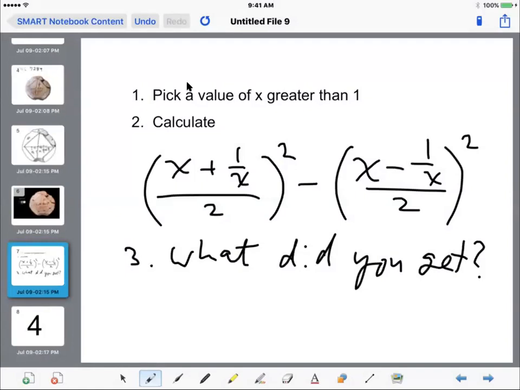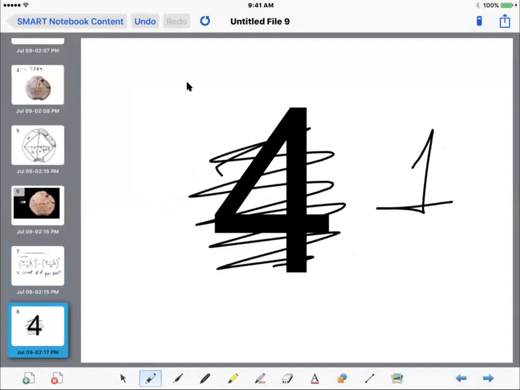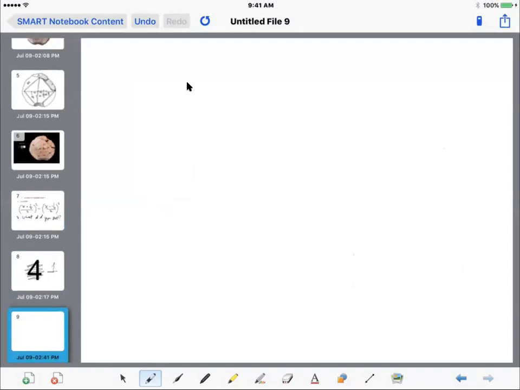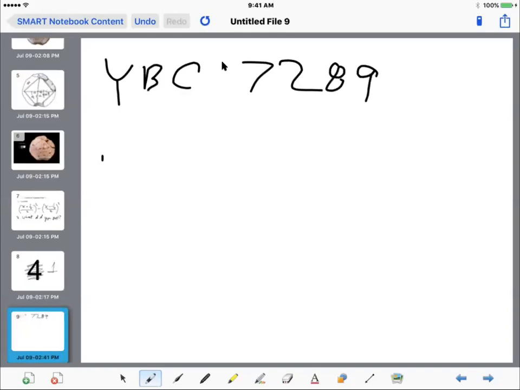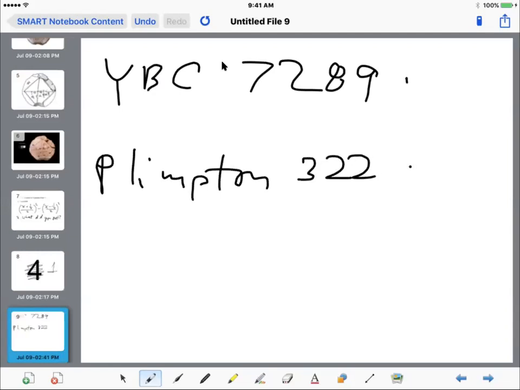Okay, the fact that this always becomes the number one and not the number four is a big deal, considering the answer was supposed to be one. Today we're going to look at two famous Babylonian artifacts. One of them is called YBC, which stands for Yale Babylonian Collection, YBC 7289. And the other one is called Plimpton. Those are the two most famous Babylonian mathematical artifacts. We'll look at what they are and what they say and try to analyze them.